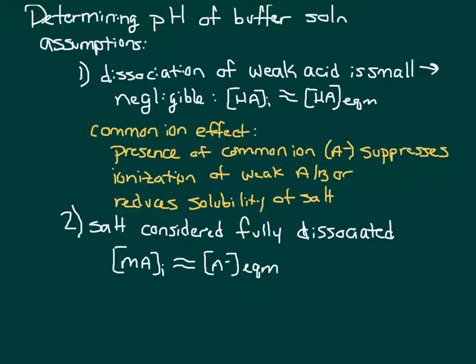Second, the salt is considered fully dissociated because it is a salt and dissociates in water readily. Therefore, we are looking at the metal alkaloid. So we have our acid here, the salt of the acid. That initial concentration is going to equal the acid at equilibrium.